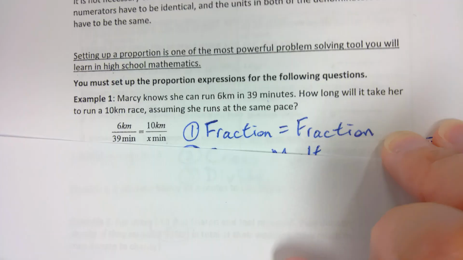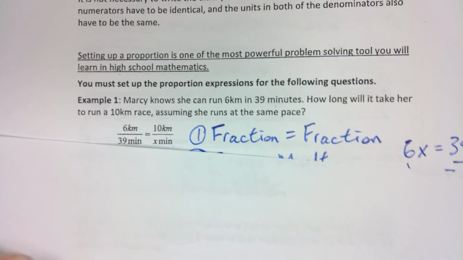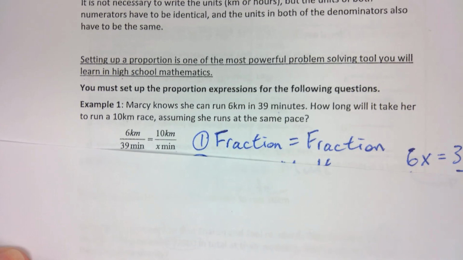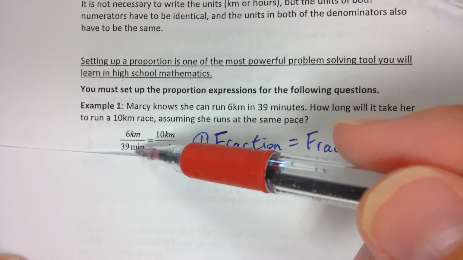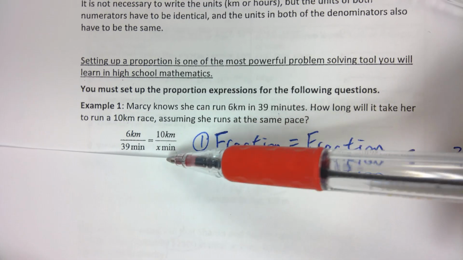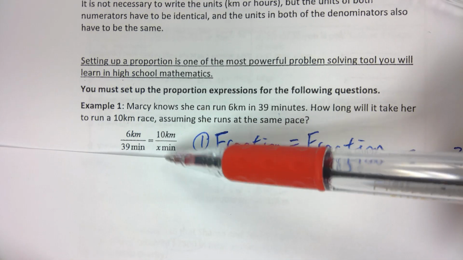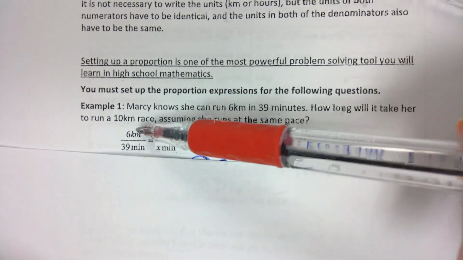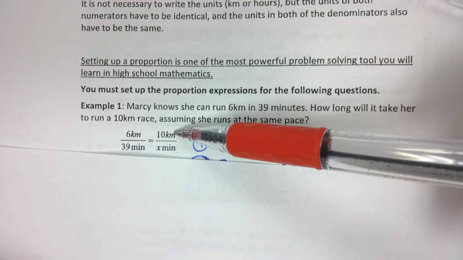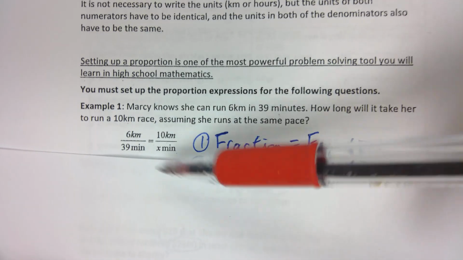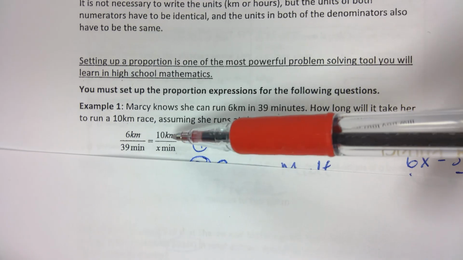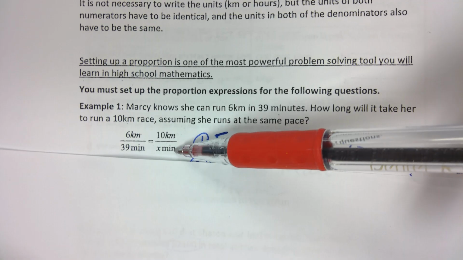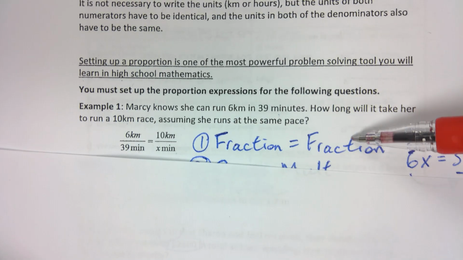If you're running kilometers per minute on the left side, you have to make sure you're writing kilometers per minute on the right side as well. That's the number one mistake that people make. Right? You have to be consistent. Kilometers on the top, then kilometers on the top on both sides. So 6 kilometers, 39 minutes. So 10 kilometers, I want to find out how long it's going to take. So that's going to be my x. Right? So you set up a fraction equals fraction.